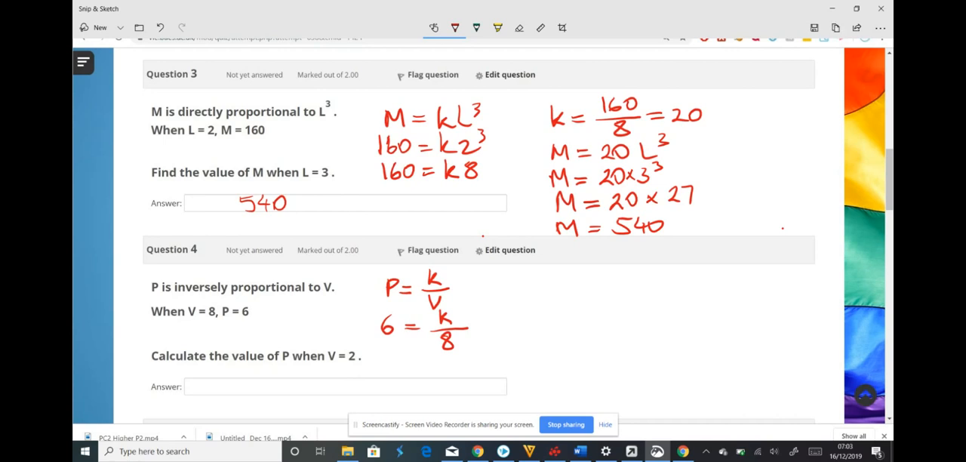So I can use a triangle to help here as well. So what is being multiplied is P and V to get K. So K is equal to P times V, which is 6 times 8. That gives us 48. Now we can rewrite this as P is equal to 48 over V. We've got to work out P when V is equal to 2.